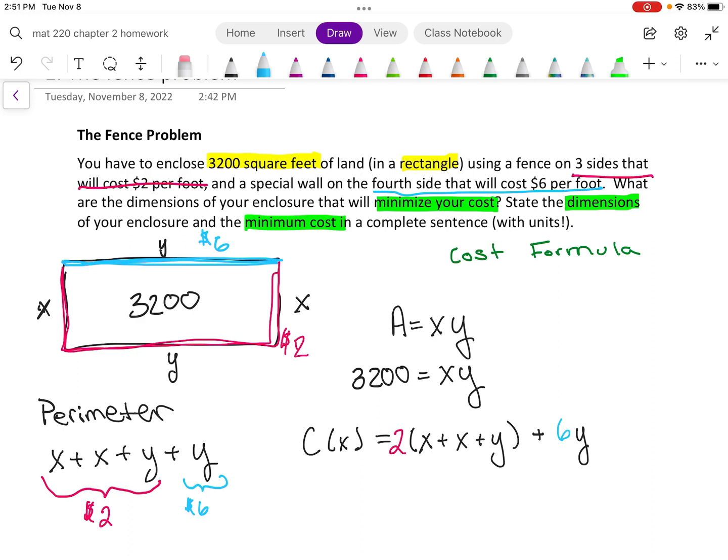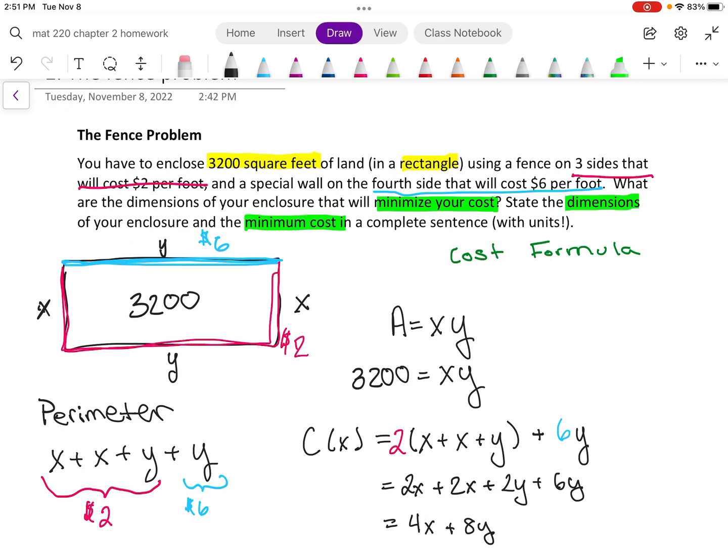There's a few things that I'm going to need to work with here. One, I can obviously combine some like terms. So I'm going to go through and do that first before I worry about the fact that I have X's and Y's going on. So if I notice, I could distribute that 2 throughout. So I have 2x plus 2x plus 2y plus 6y. And then I'm going to group my x terms and I'm going to group my y terms. So I end up with 4x plus 8y.